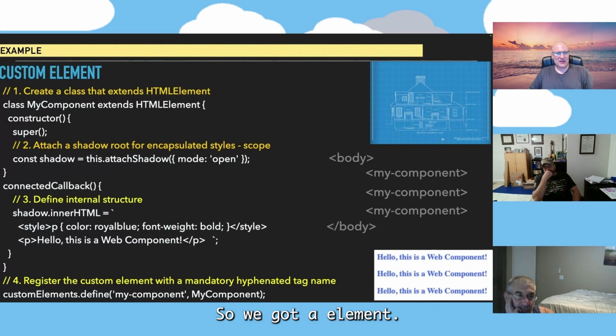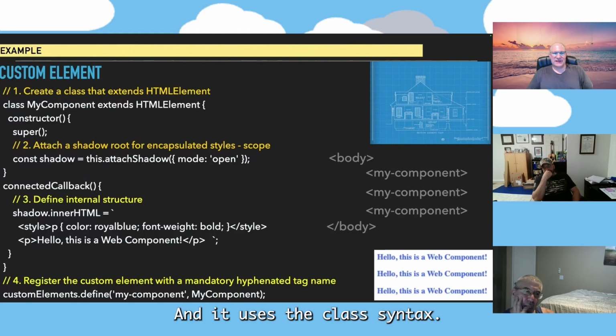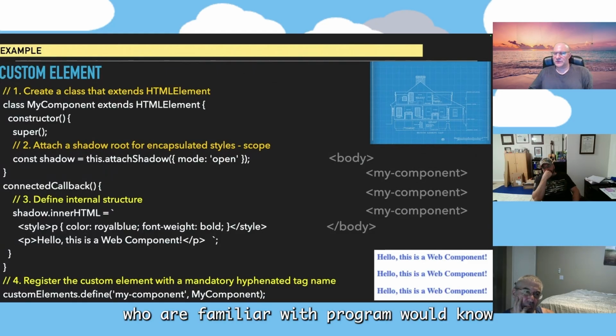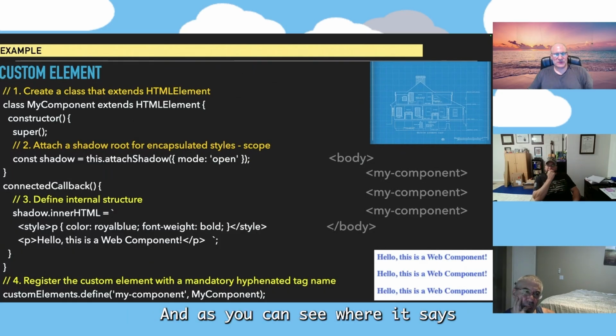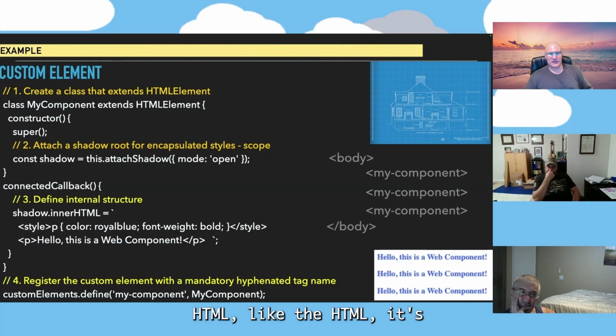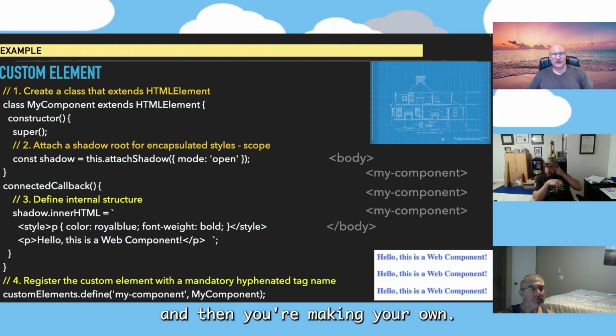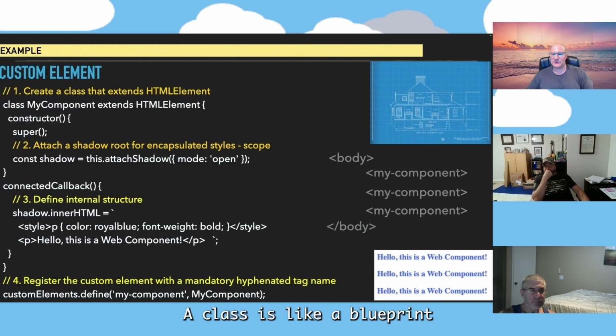So we got a custom element. This is just an example of that. And it uses the class syntax. And those who are familiar with programming would know classes and inheritance are a big part of it. And as you can see where it says extends HTMLElement, that's like the primary element of HTML. It's inheriting all the things that come along with that. And then you're making your own. You're extending it. A class is like a blueprint so that you can have many objects made. It's like a factory. It's going to pump out the objects.